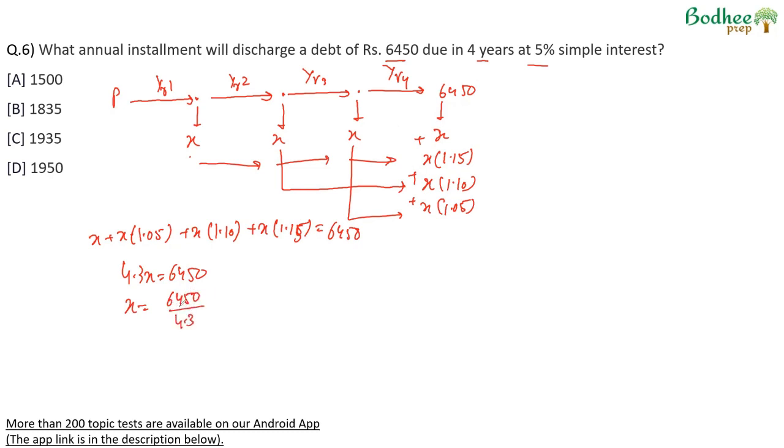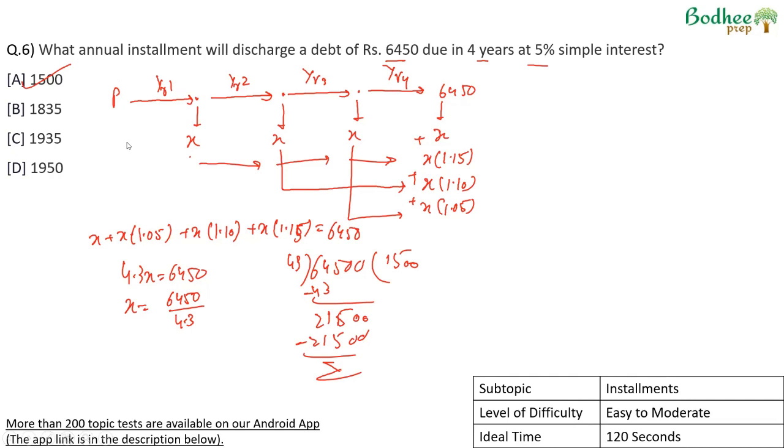4.3 is prime, so we will have to divide, and that seems to be the best option. So we divide 6,450 by 4.3. So 43 into 6,450, that is 4 ones are 4, 43, sorry. This comes out to 1, 5, and the two zeros come here, and therefore the annual installment is 1,500 rupees.